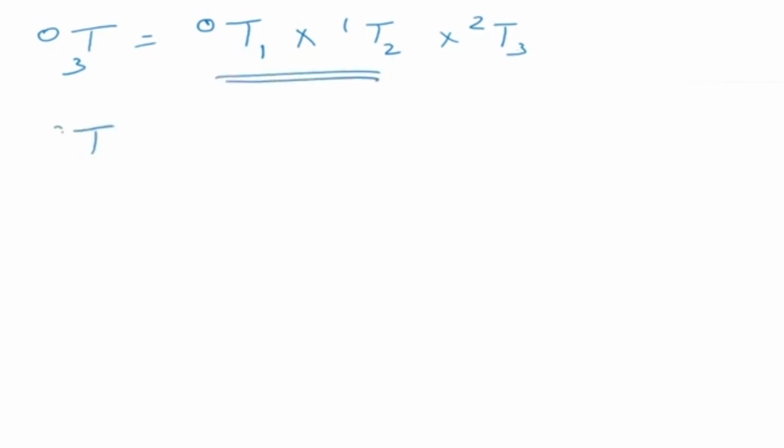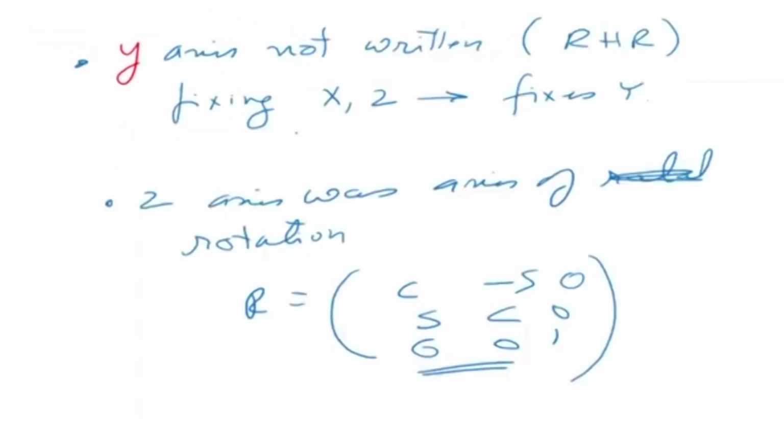So what I need is T0 to 3, which is equal to T0 to 1 multiplied by T1 to 2 multiplied by T2 to 3. I simply multiply. So first I'll multiply these two. So T0 to 1 into T1 to 2 is equal to, let's go back and see this.